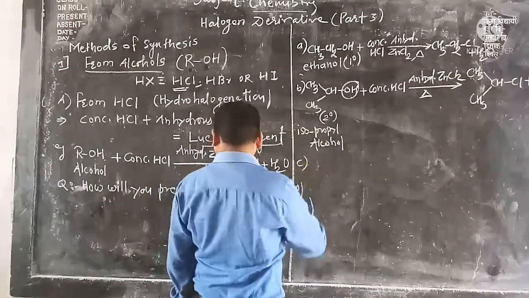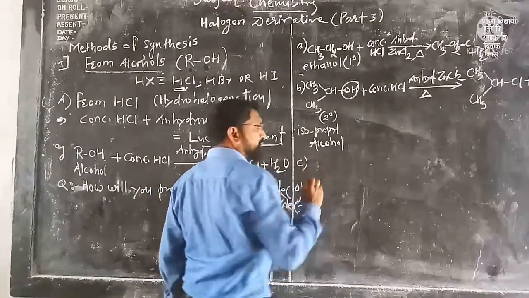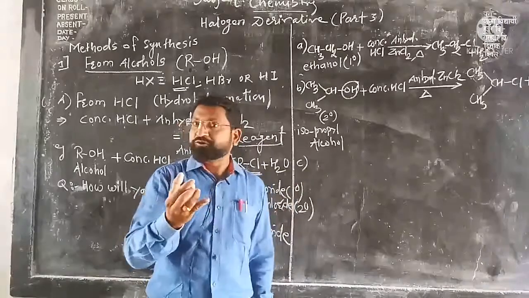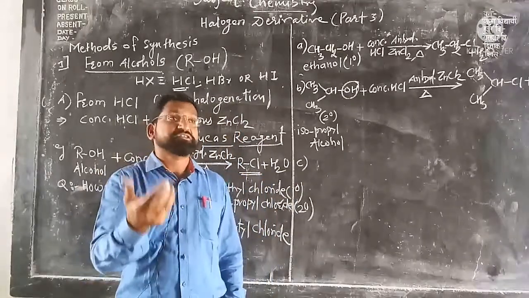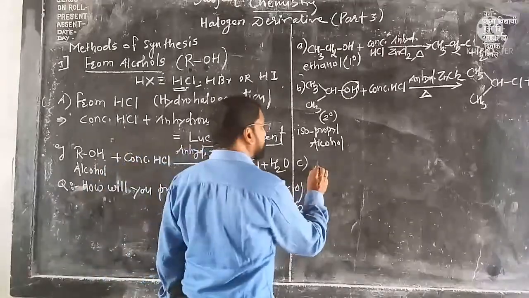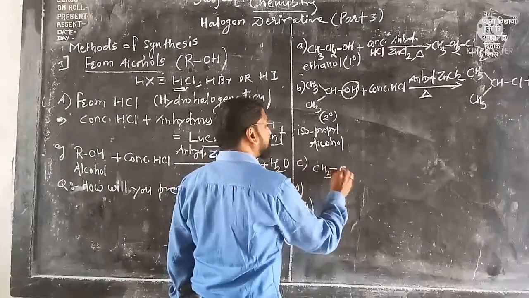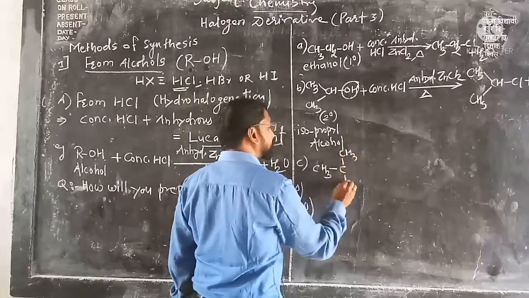Number C, T-butyl chloride. So select such an alcohol that will give you a tertiary alkyl chloride. So T-butyl, tertiary, see here, CH3, CH3.